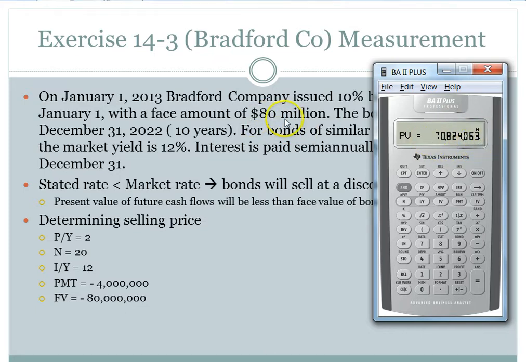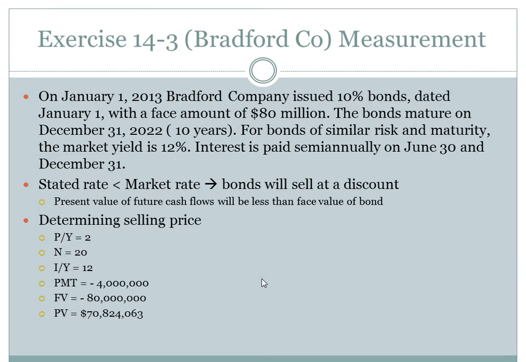Notice that this does represent a discount. The face value of the bonds is $80 million, and we are going to discount the bonds a little bit because of that difference between the stated rate of interest and the market rate of interest. And so the bonds are going to be issued at a discount. Specifically, Bradford Company will be able to borrow or collect from investors $70,824,063. And so that is the present value of our bond.